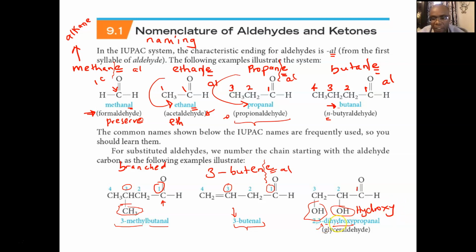So when it's within the name it becomes hydroxy. 2,3-dihydroxy, 3 carbons, so it's prop. It would have been propane, but because it's an aldehyde we call it propanal. The E is dropped, replaced with Al.